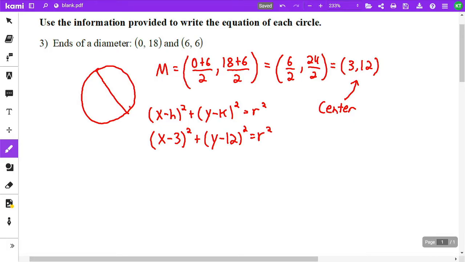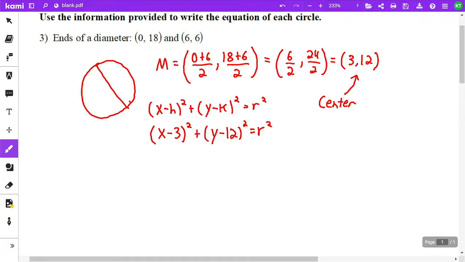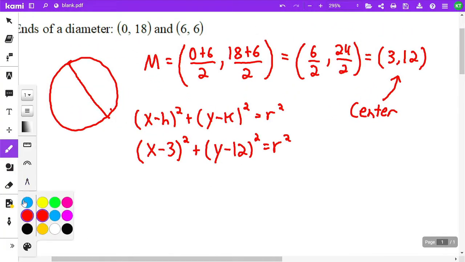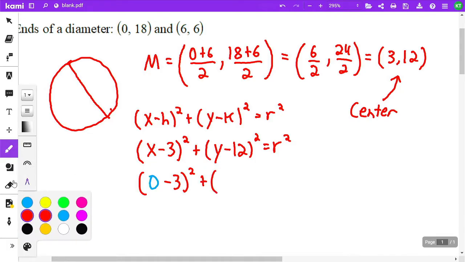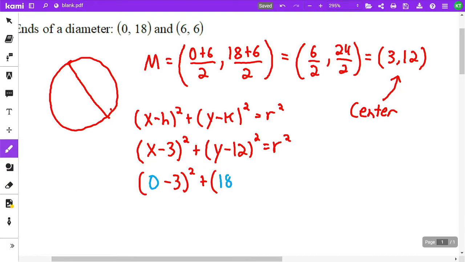So the last thing we need to do to determine our whole entire equation is our r squared. And we're going to do that by plugging in one of our endpoints of our circle, because again, these points lie on our circle. I'll do (0, 18) because that includes a 0. So let's do 0 for our x, minus 3 squared, plus y, which is 18, minus 12 squared, equals r squared.